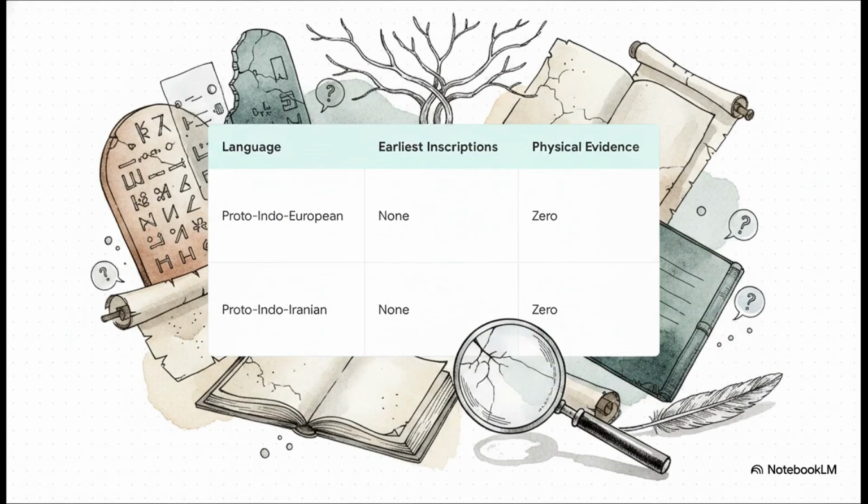According to comprehensive technical references from the field, like Michael Meier-Brügger's work on Indo-European linguistics and Benjamin Fortson's texts, these critical ancestral nodes possess absolutely zero attested records. Proto-Indo-European, no tablets, no transcribed oral traditions. Proto-Indo-Iranian, exact same story. There is no material evidence of any kind for these languages. They exist entirely as reconstructions.